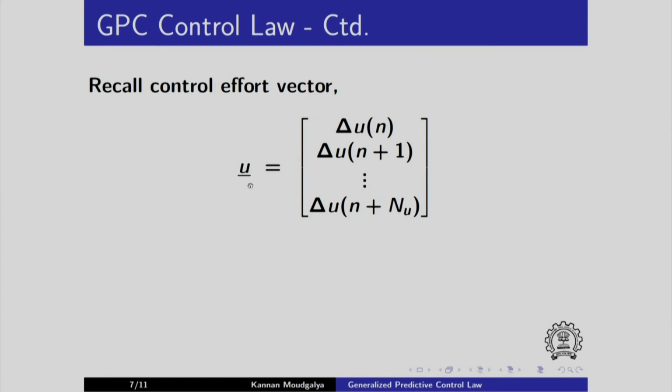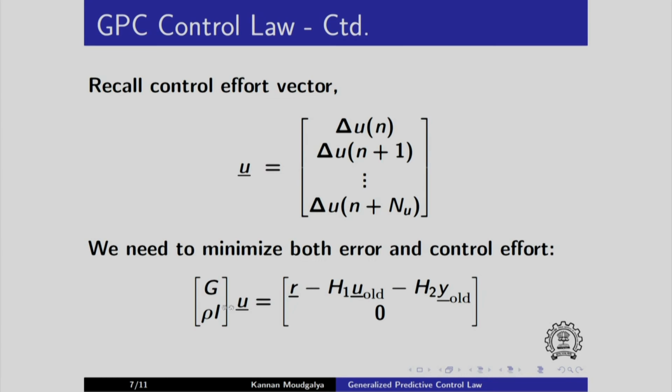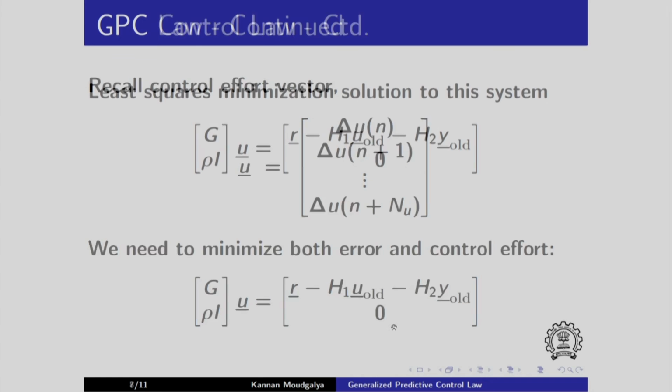This is the definition of U underscore. This is the stacked set of two equations. We need to solve this in least square sense. So because U underscore contains delta U terms, the second equation in this matrix equation minimizes delta U terms. So let us solve this.